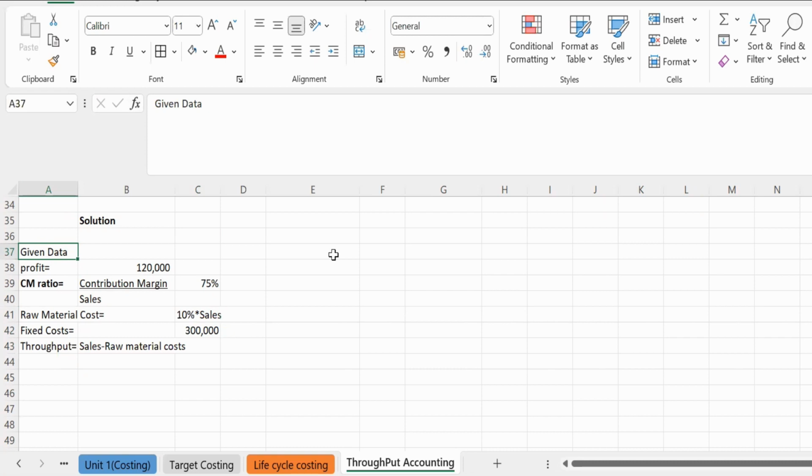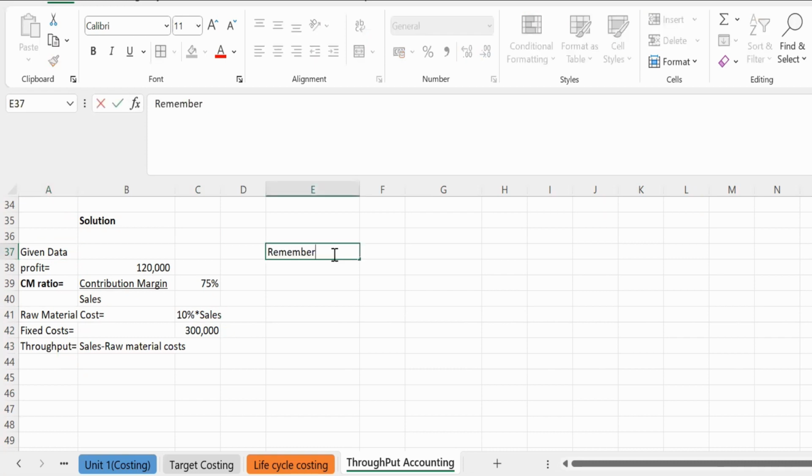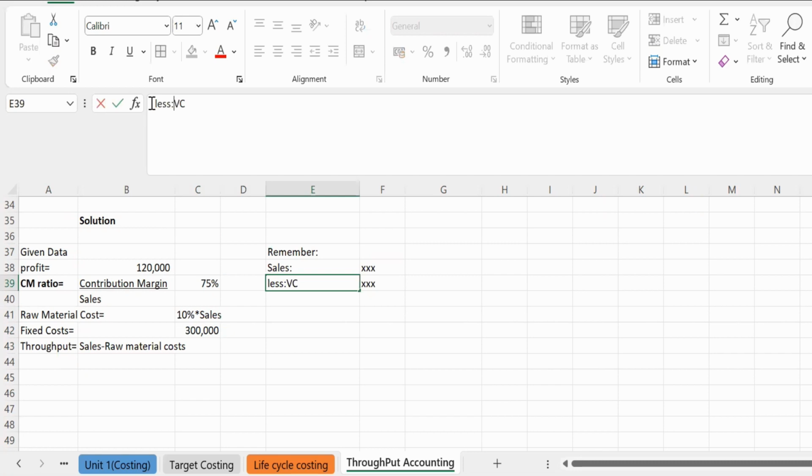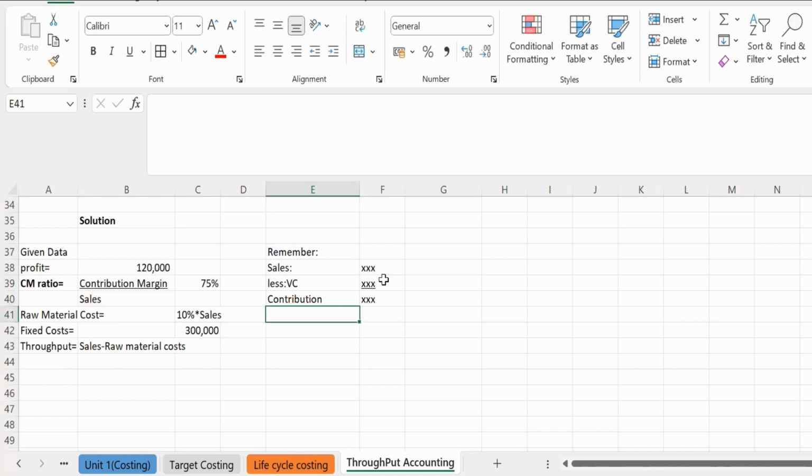Let me remind you of these things. When you are doing an income statement, you have sales here. If you have variable cost, you will remove it here. We say less variable cost, and then we remain with contribution margin, or gross profit. Let me say contribution. Then you remove the fixed cost, because it's another cost which remains to be removed. So after removing this fixed cost, here you'll be having it.